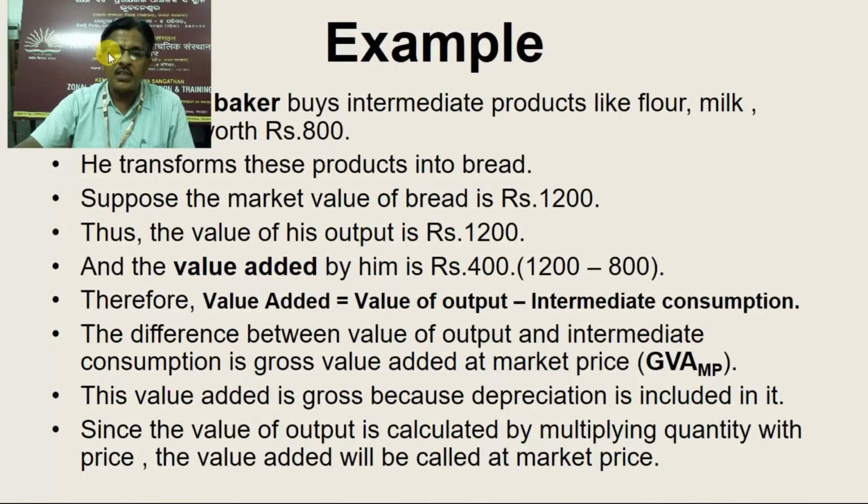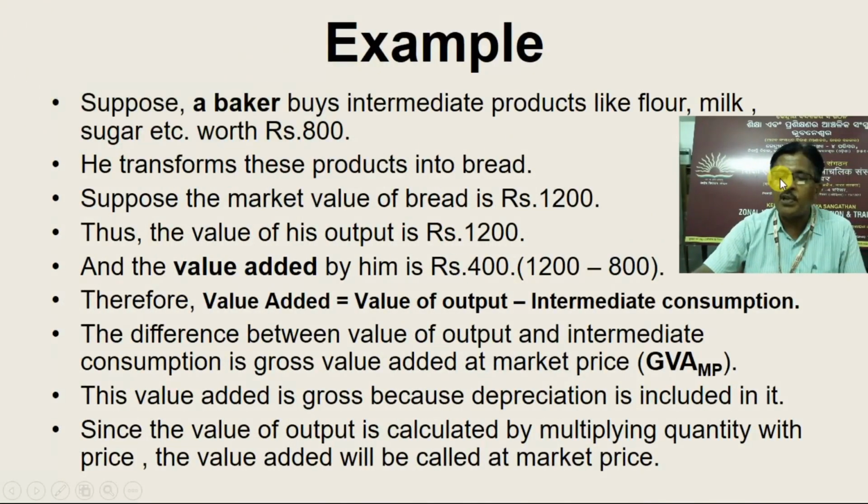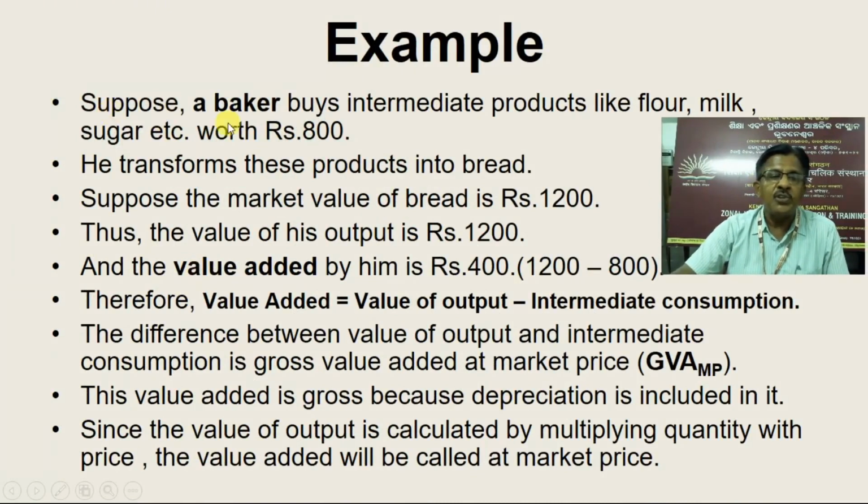You can understand this through a very simple example that I am presenting here. Suppose a baker buys intermediate products like flour, milk, sugar, etc. worth rupees 800. He transforms these products into bread. Suppose the market value of bread is rupees 1200. Thus the value of his output is rupees 1200 and the value added by him is rupees 400, because he has purchased the intermediate products of rupees 800 and produced the bread.